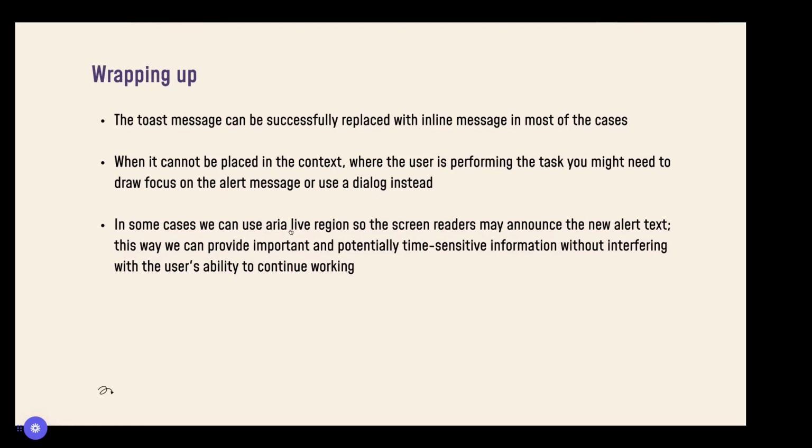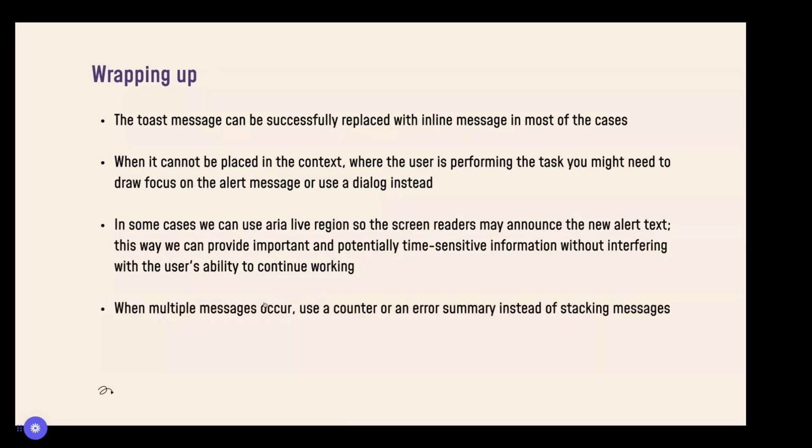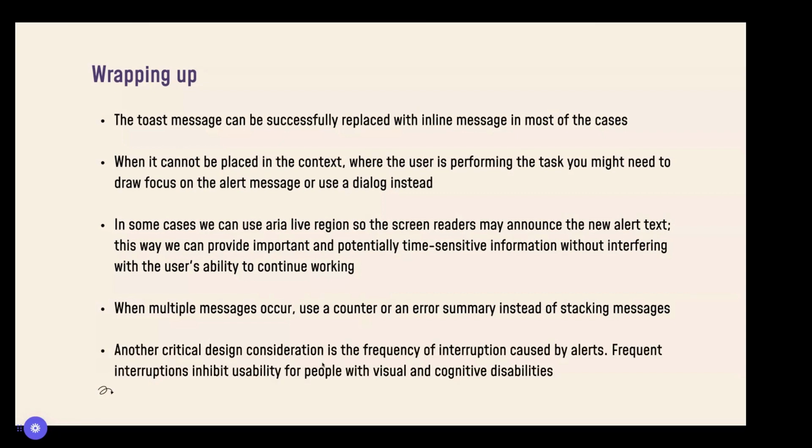In some cases, I know this is quite technical, but you can ask a developer. You can use an ARIA live region. This means the screen reader will perceive that in a particular area a message just appeared, and it will read the message, but it will not stop the user from the current task. When you have multiple messages, use the counter, or what I didn't show you, the error summary. This means it's a message that also includes links to jump to the dedicated area. You might have seen this in some forms. And you need to consider the frequency of interruptions caused by alerts.